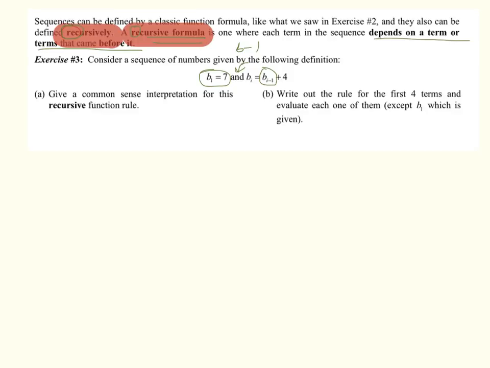Okay. So now it says A, give a common sense interpretation for this recursive formula. Well, in this case, we know that when it's recursive, it means a term before it. So a common sense interpretation is the term before it plus 4. Pretty easy, right?